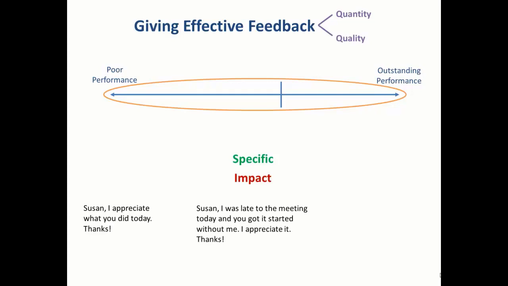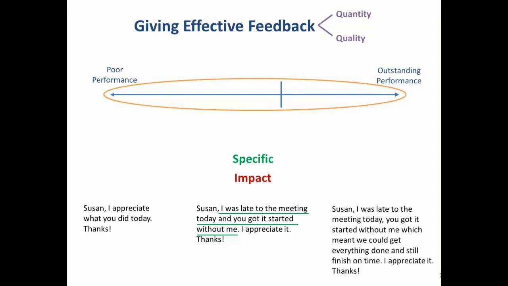So let's look at another example. Here's the second example. "Susan, I was late to the meeting today and you got it started without me. I really appreciate it. Thanks." In this case, the person giving the feedback did include the specific of what Susan did: I was late to the meeting, Susan got it started without me. So Susan knows specifically what she did that I appreciate and that I'm thankful for. That's better, but it's still not feedback, because in order for it to be feedback, it needs to have both the specific and describe the impact. So let's go ahead and look at one of those.